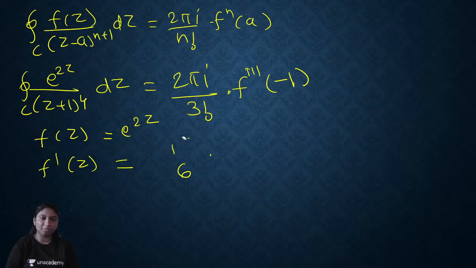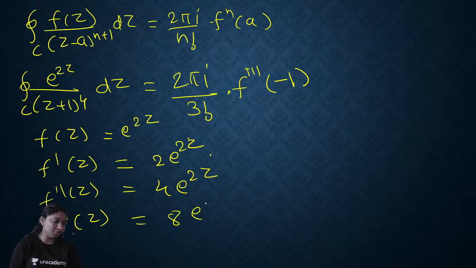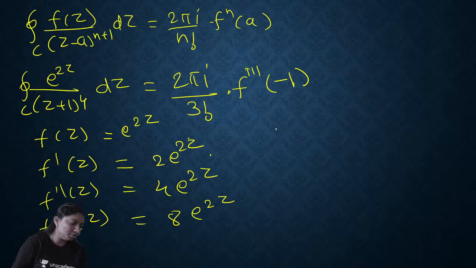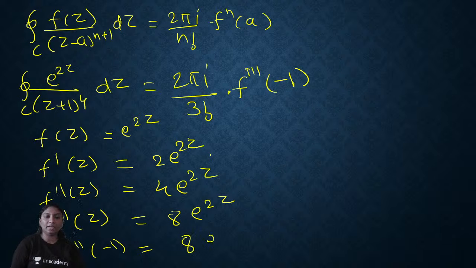Sorry, first of all we will calculate f dash of z. So f dash of z is 2 e raised to 2z, f double dash of z is 4 e raised to 2z, and f triple dash of z is 8 e raised to 2z. Right? So f triple dash at -1 is equal to 8 e raised to -2. So just put it in the formula.